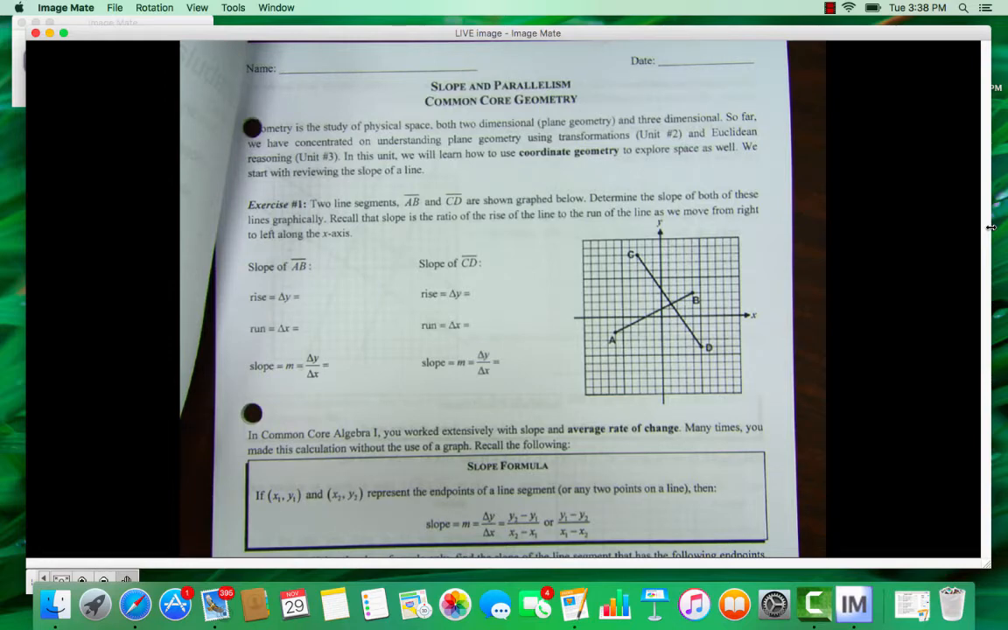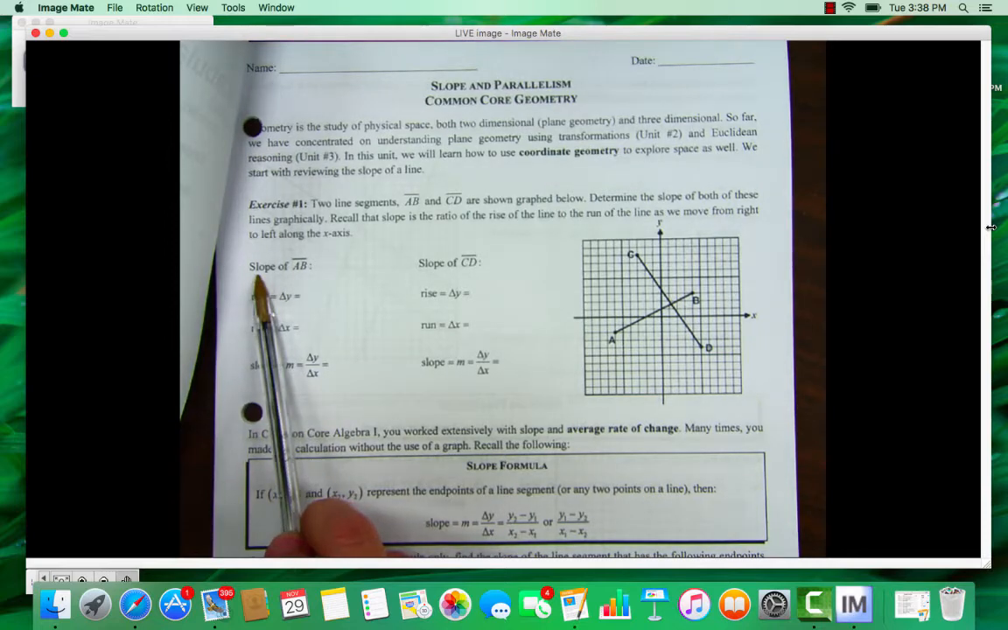What we have in the first exercise are two line segments, AB and CD, and they're shown below. We're going to determine the slope of both of the lines graphically. And just a little reminder that the slope is the ratio of the rise of the line to the run of the line as we move from left to right along the x-axis. So first thing we want to do is find the slope of AB.